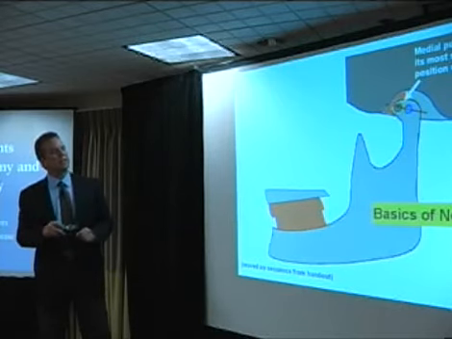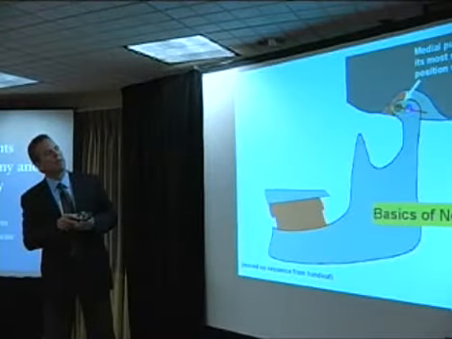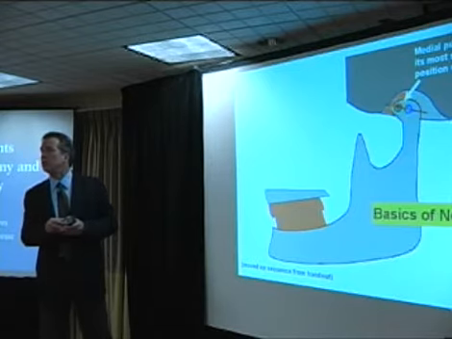So here's this condyle in its most superior position. That's supposed to be where the lateral pole is. That would be where the medial pole is. Okay?